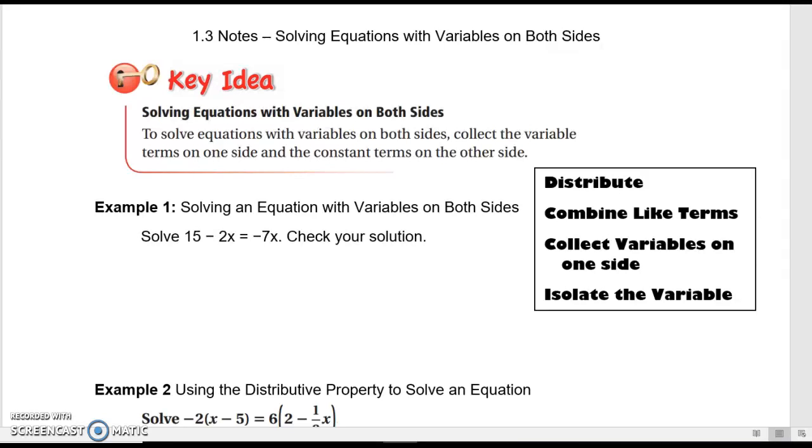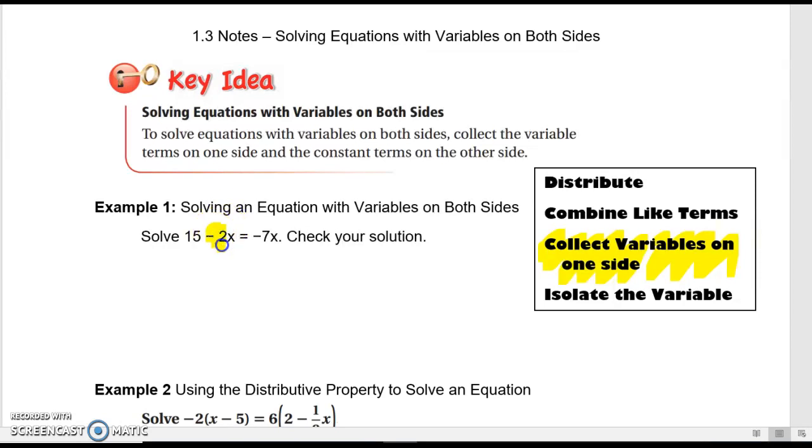Hi, pre-algebra students. So these are your notes for section 1.3, solving equations with variables on both sides. And so far we've looked at one-step, two-step, and some multi-step equations. The difference in these equations is going to be this idea right here of collecting variables on one side of the equation. So let's take a look at example 1.